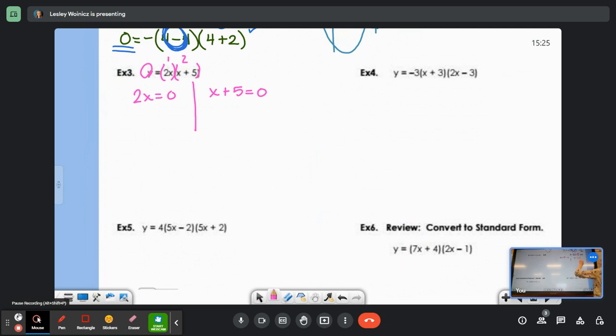Okay, divide both sides by 2, and we get x equals 0. Okay, subtract 5 from both sides, and we get x equals negative 5. Okay, we write our solutions in curly brackets in ascending order. And we're done.